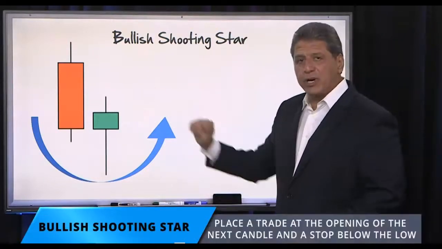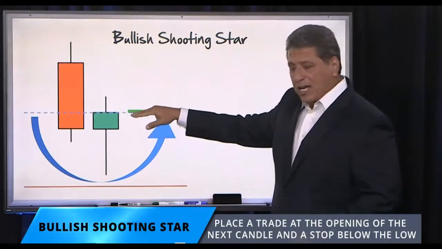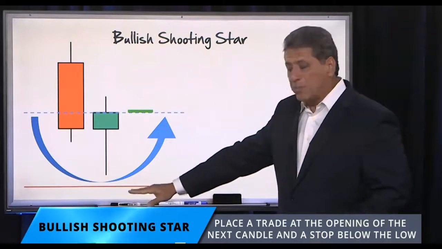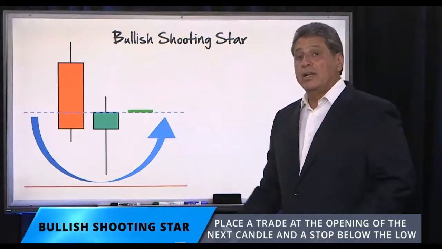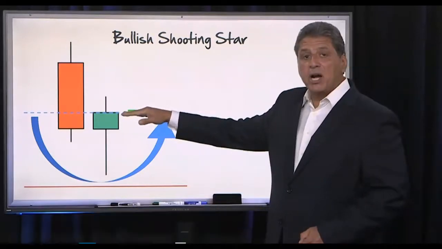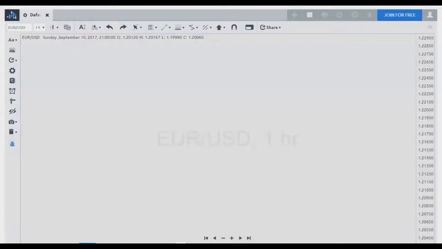And so how do you trade this when you see it? You literally place a trade at the opening of the next candle with a protective stop at the low. Now, what's the trader expecting to happen next? They're expecting the market to break out to the north and provide them with a nice profit. Let's look at what it looks like in an actual chart.